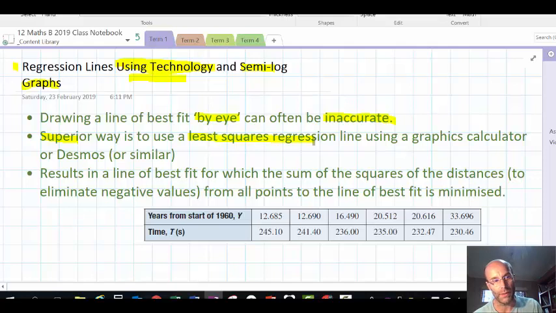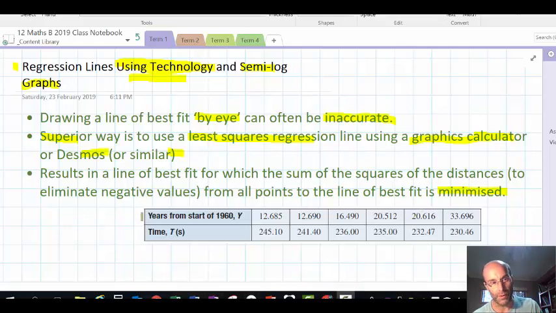So least squares regression, basically we're going to use a graphics calculator. Desmos also does a good job at this, or other similar stuff. Excel can do it. So we're going to show it using the TI inspired graphics calculator, and the results of the line of best fit using least squares regression basically come from the squares of the distances, and that allows for points above and below. In other words, it eliminates negative values when you square it, and the idea is to create a line where the distances above and below are minimized, so it optimizes that in a sense.